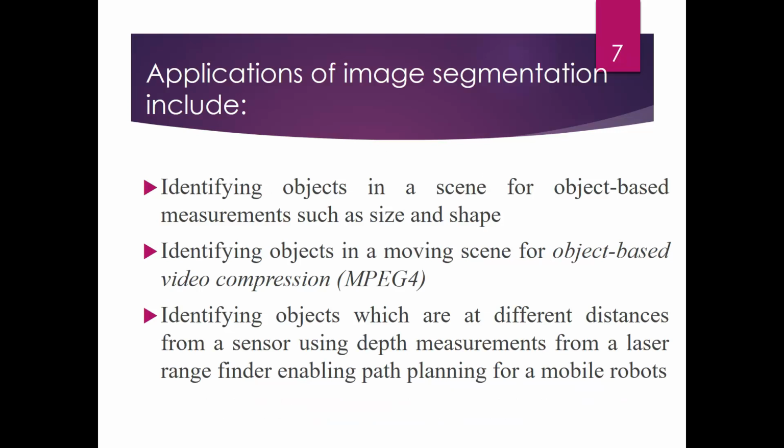Applications of image segmentation include identifying objects in a scene for object-based measurements such as size and shape, identifying the objects in a moving scene for object-based video compression, identifying objects which are at different distances from a sensor using a depth measurement from a laser range finder, and enabling path planning for mobile robots.